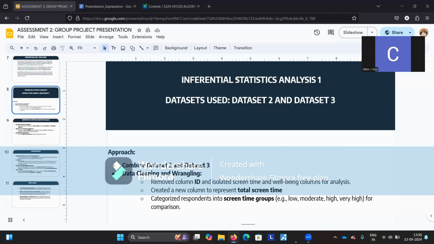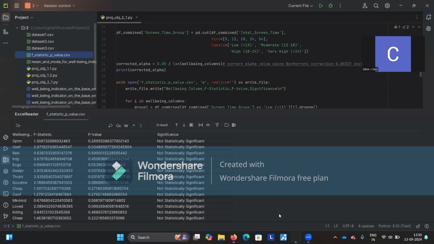Next, we use inferential statistics on the combined dataset of dataset 2 and dataset 3. Our objective is to analyze and investigate whether a relationship between screen time and the various well-being indicators exists or not. This is our approach. Let's dive into the code.